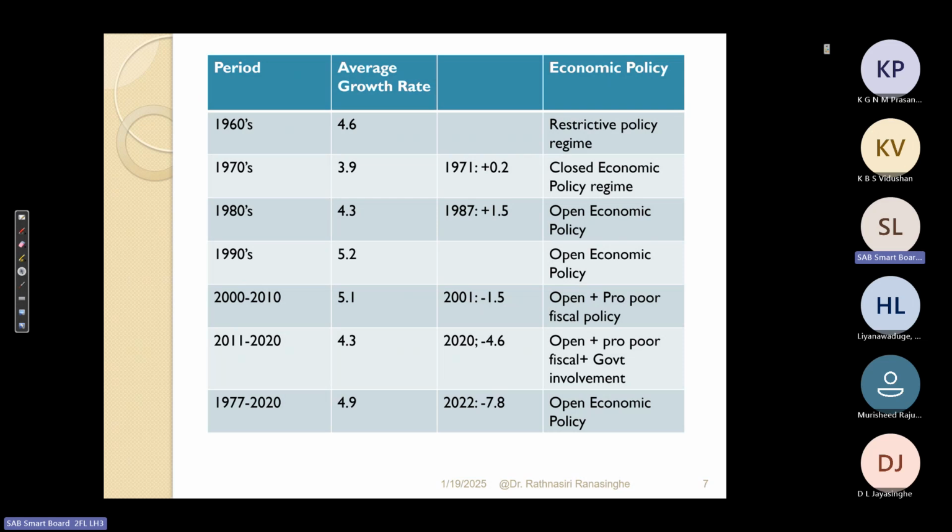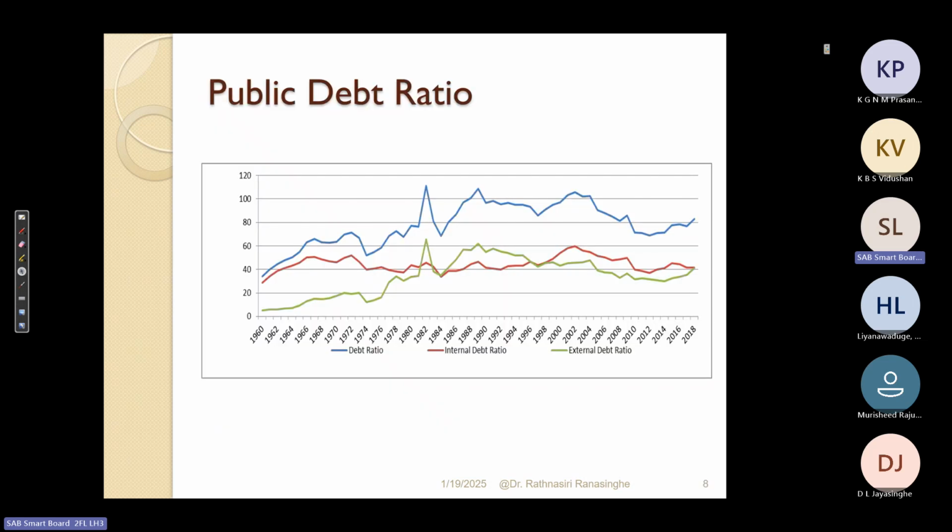If you look at the debt ratio, debt earlier actually slightly changed. Internal debt, external debt: now you see reliance on the external debt decreased after the 2000. We rely more on the domestic or internal debt.